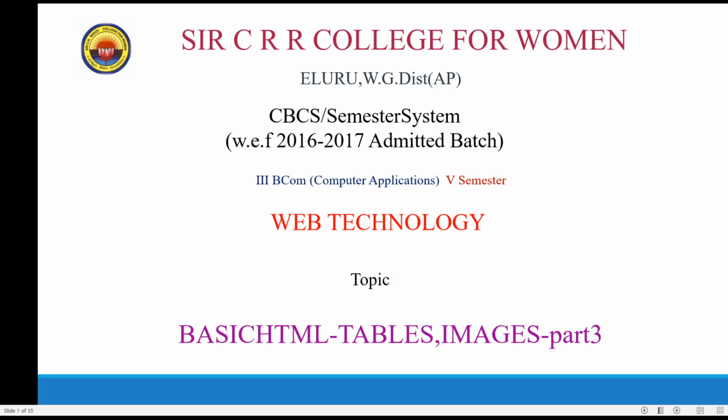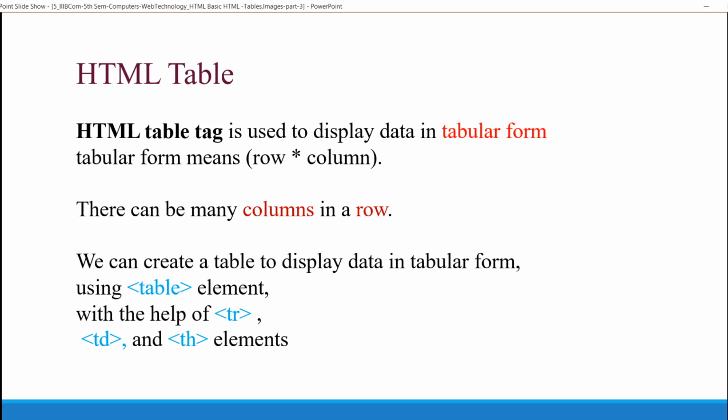A table is used for representing data in a tabular form. If we want to represent any data in a combination of rows and columns, we use this table tag. This table tag displays the data in a tabular form. Tabular form means row into column. How many rows are used? How many columns are used? There may be many columns in a row.